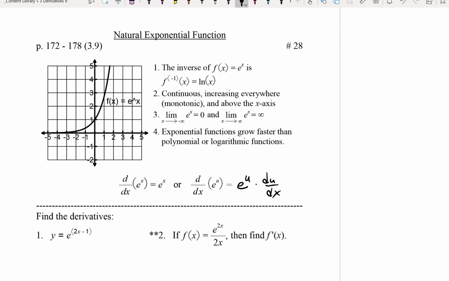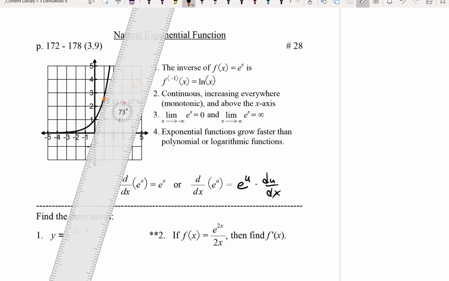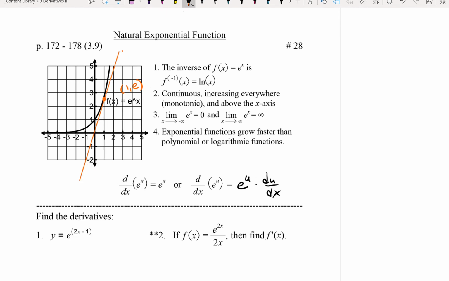So to get an idea of what that means, if you consider right here on the graph of e to the x, right at 1, we know that point is the point 1 comma e to the first power, so that's 1 comma e. So that's the height of the function right here. It turns out also, if you plot the tangent line at that point, it's going to have a slope that is exactly equal to the value of the function. In other words, e to the x is a very special function in that it is its own derivative.